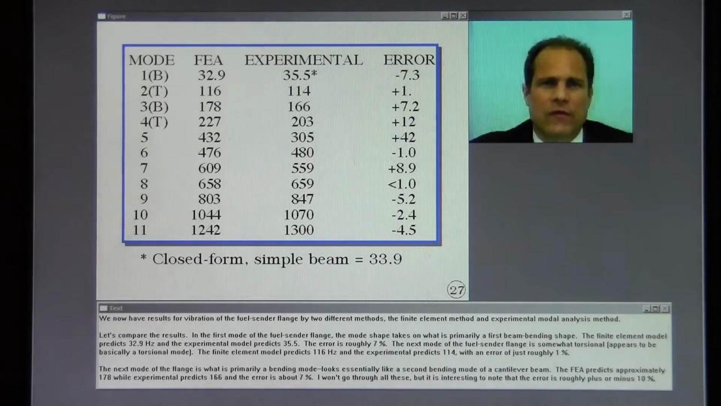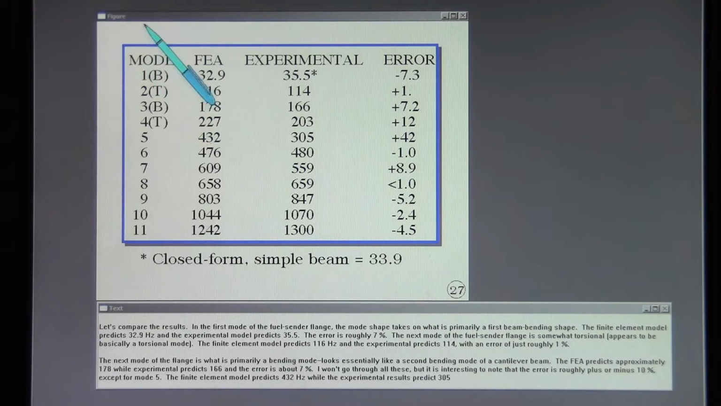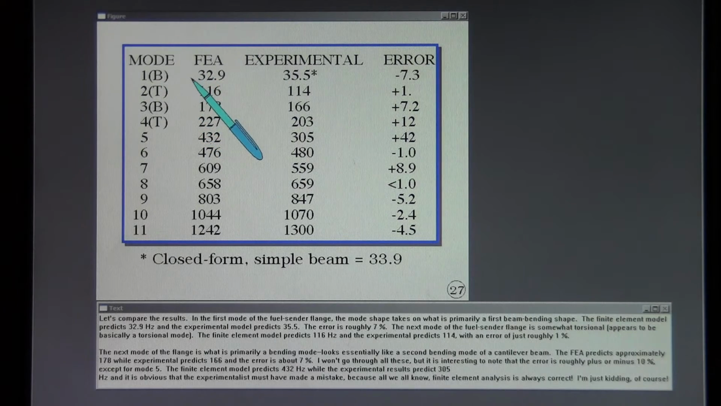We now have results for vibration of the fuel sender flange by 2 different methods, the finite element method and experimental modal analysis method. Let's compare the results. In the first mode of the fuel sender flange, the mode shape takes on what is primarily a first beam bending shape. The finite element model predicts 32.9 Hertz, and the experimental model predicts 35.5. The error is roughly 7%.